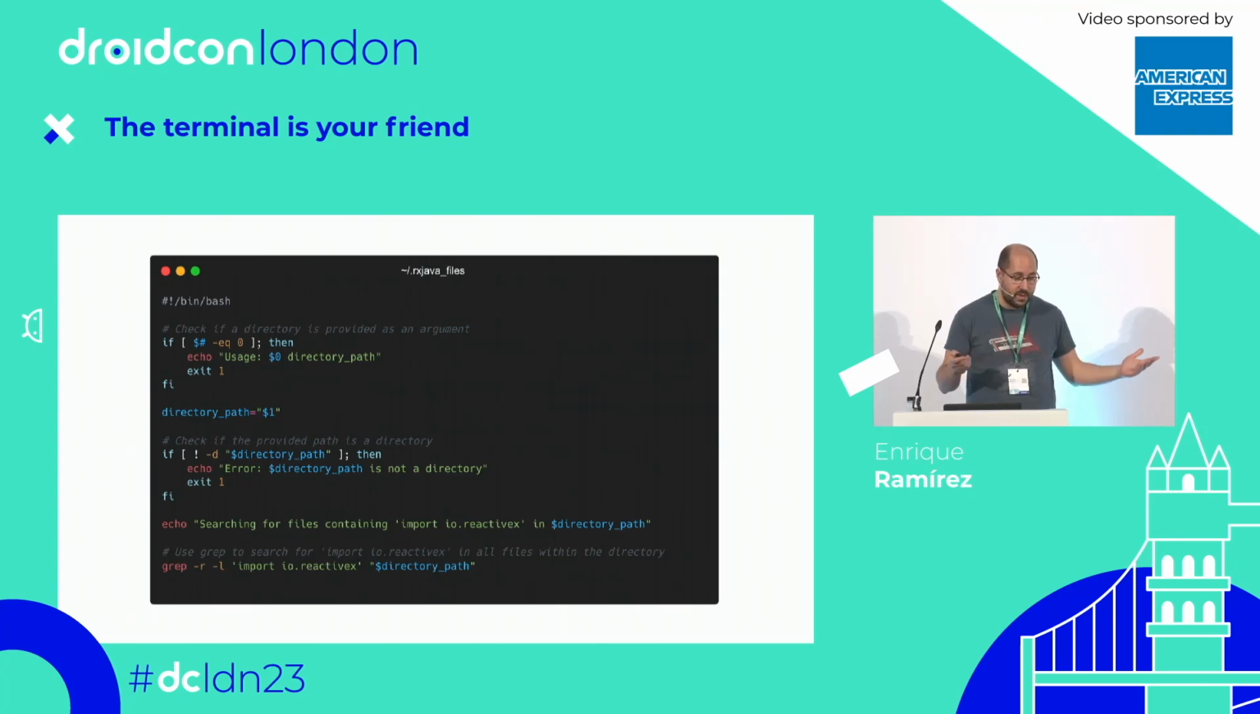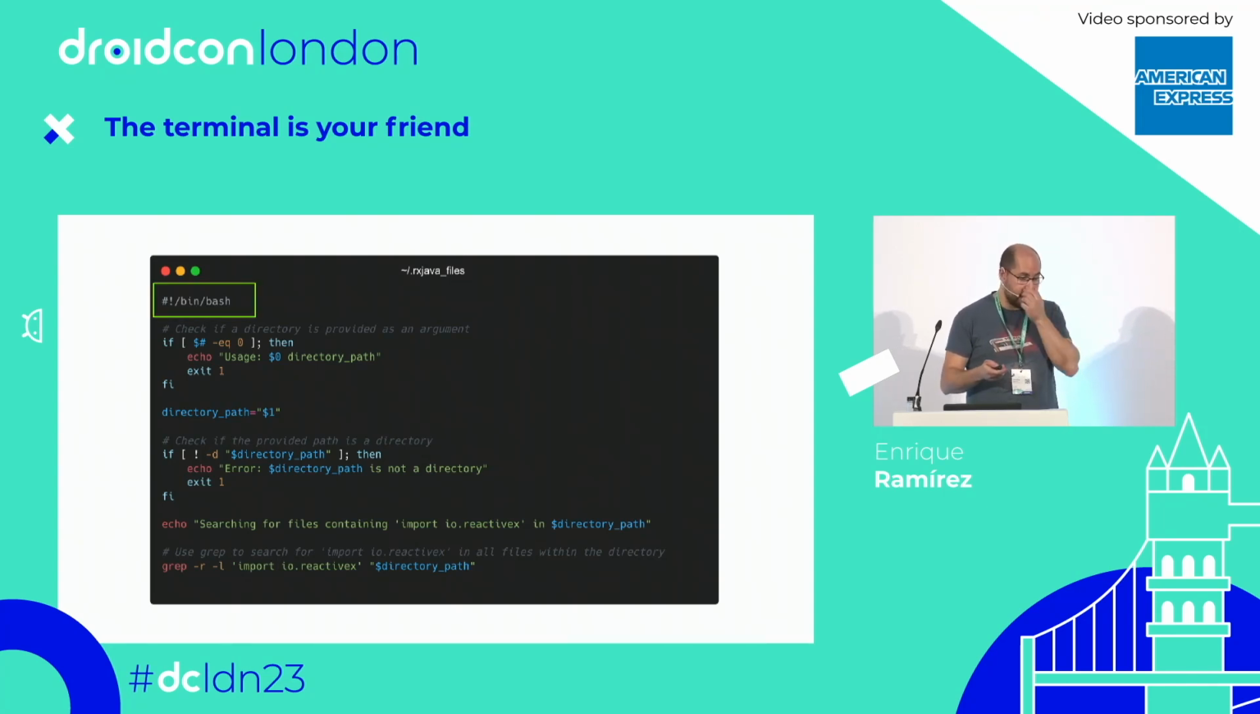For instance, I came up with a super basic script, just to see the structure of a script, because we don't have much time for this. Imagine you are doing a migration from RxJava to coroutines. I made a basic script that goes to any directory that you pass and just lists all the files that contain RxJava. So you have a list of files to do, like check marks or whatever.